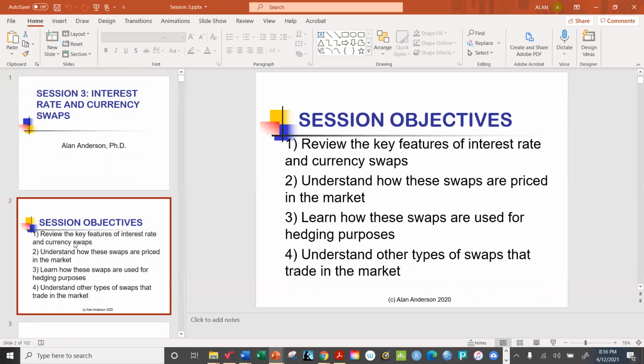Well, we're going to look at the key features of interest rate and currency swaps. We're going to learn how they're priced in the market. That we have not done yet. We're going to learn how to hedge with them. And then we're also going to take a closer look at other types of swaps that are trading in the marketplace. In other words, interest rate swaps and currency swaps represent the majority of all the swaps that trade in the market, but they don't represent the entire market. There are many other types that we could potentially use depending on what kind of risk we want to hedge.